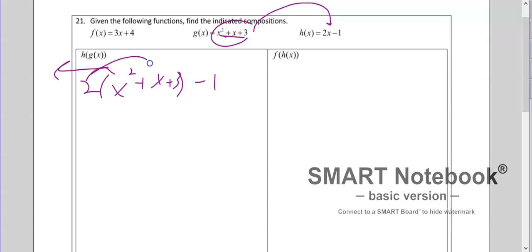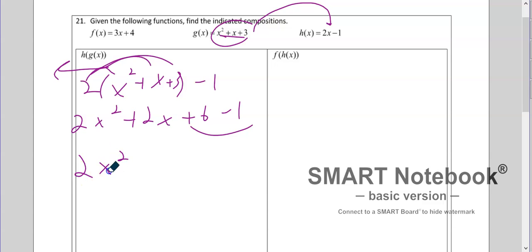Then we just distribute our 2 to each spot. Remember, the 2 does not go to the negative 1. It's outside the parentheses. Then we just join like terms. That's it.